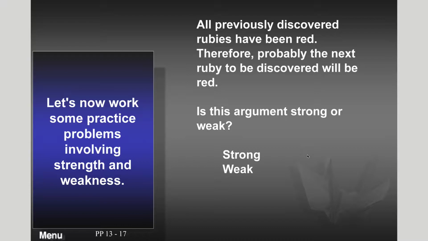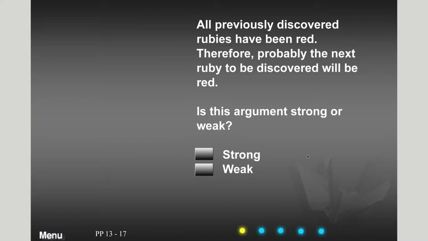So let's go through some practice problems. All previously discovered rubies have been red, therefore probably the next ruby discovered will be red. Is this argument strong or weak? Well, all previously discovered rubies have been red, therefore probably the next one to be discovered is red. Yes, indeed, that is strong.